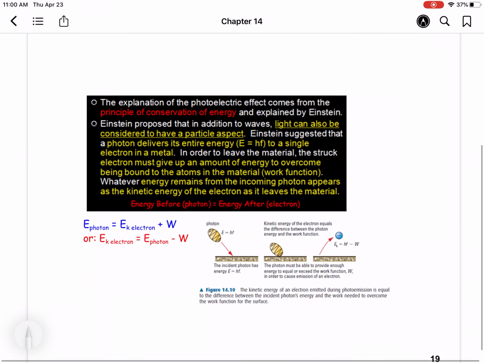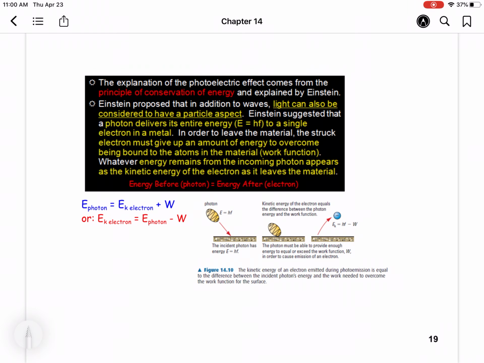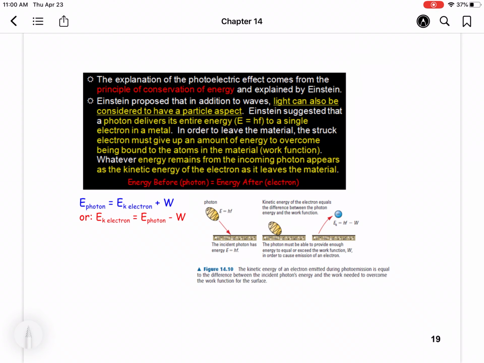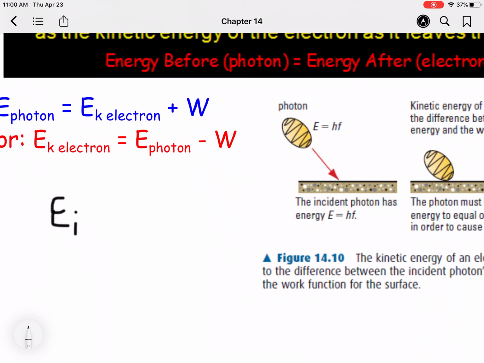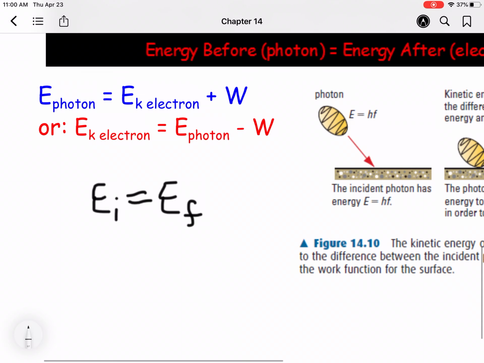Okay, now we're going to get into this equation here, which is E photon equals EK of the electron plus the work. This comes from the conservation of energy. Remember in Physics 20 we always started with this: E initial has to equal E final. That's the conservation of energy. In the initial system, we have just a photon, so it's the E of the photon.